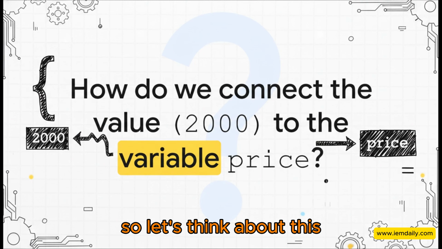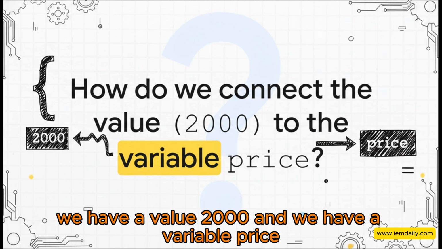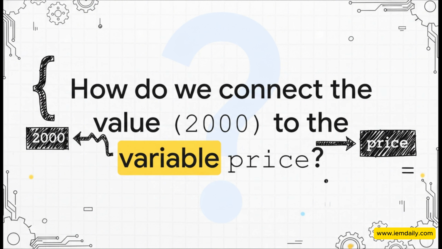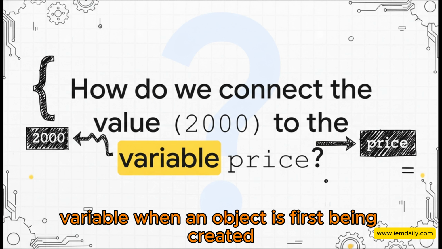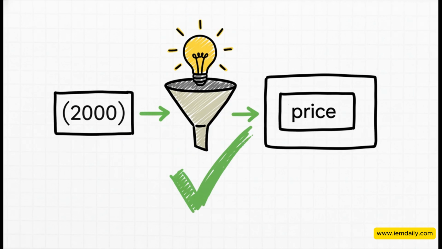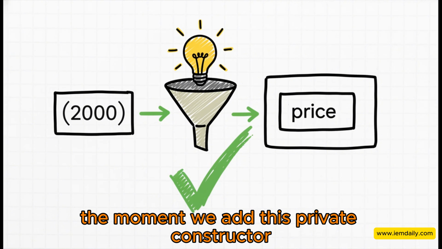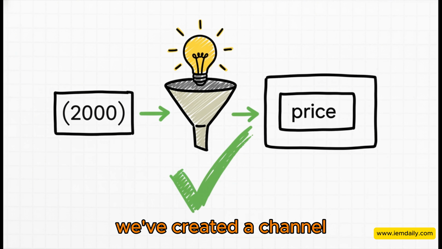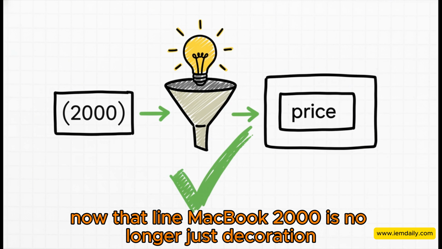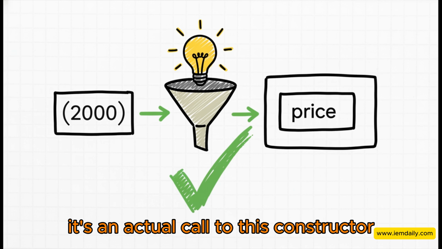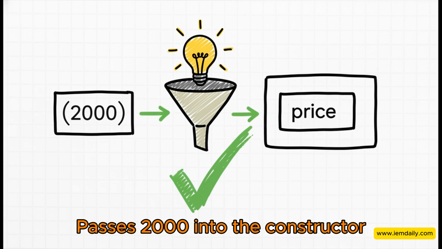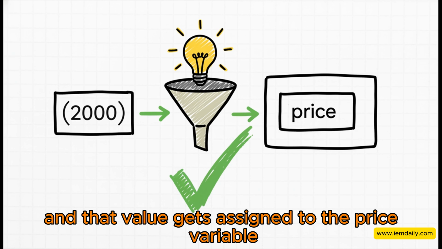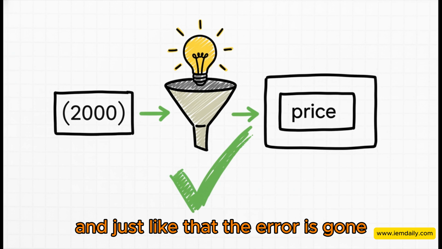So let's think about this. We have a value, 2000, and we have a variable, price. What's the standard Java way to get an initial value into an instance variable when an object is first being created? It's a constructor. The moment we add this private constructor, we've created a channel. Now, that line, MACBOOK(2000), is no longer just decoration. It's an actual call to this constructor. The Java virtual machine sees it, creates the MACBOOK object, passes 2000 into the constructor, and that value gets assigned to the price variable. And just like that, the error is gone.